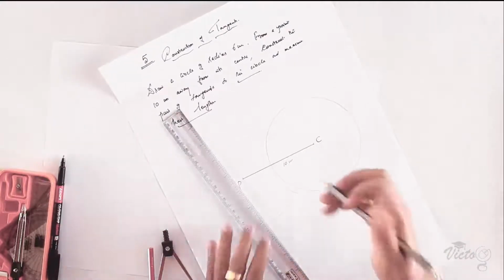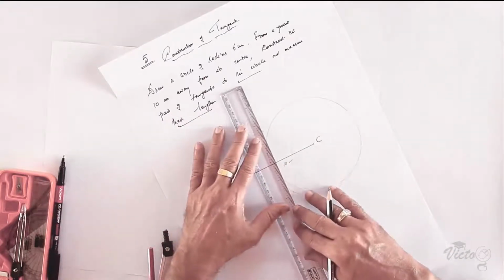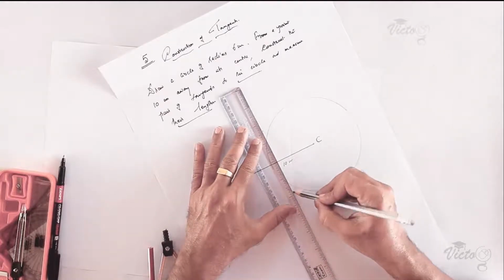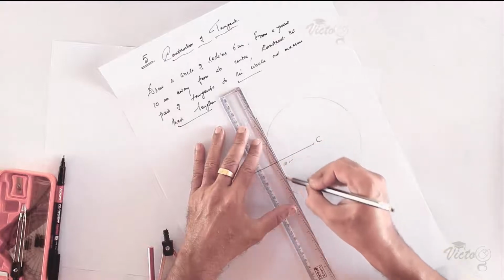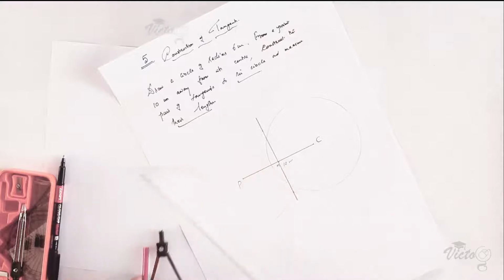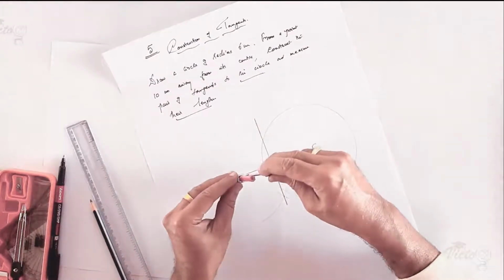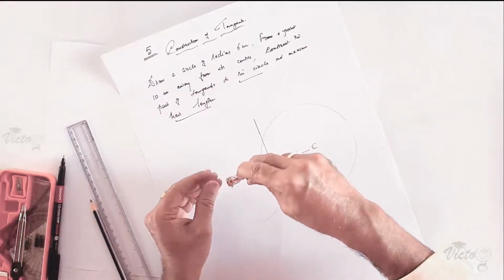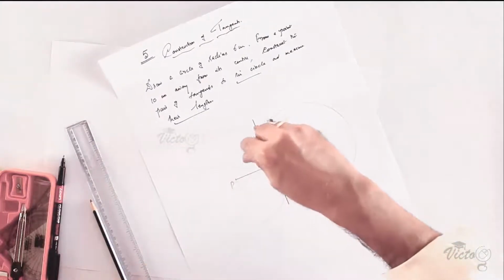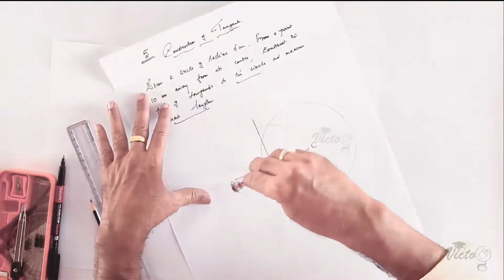Now join these 2 points. Joining the points of intersection of the 2 arcs, we will get the line segment which is perpendicular to CP. This is the perpendicular bisector. Mark this point as M, which is the midpoint of CP. Now with M as center and PM as radius, we can draw another circle which will pass through the points P and C.